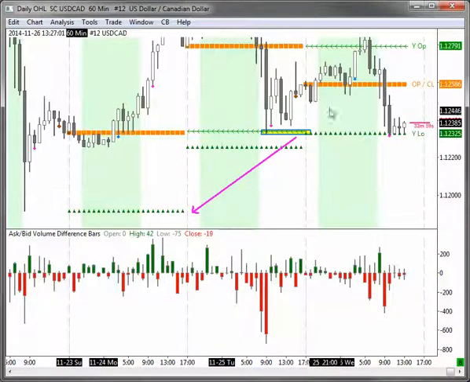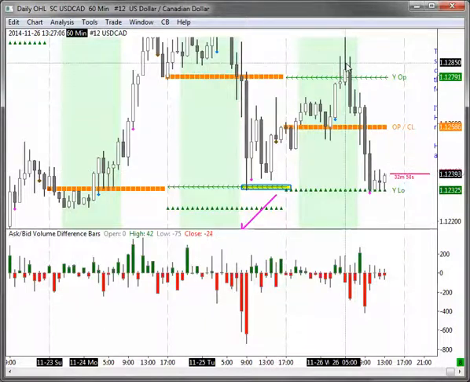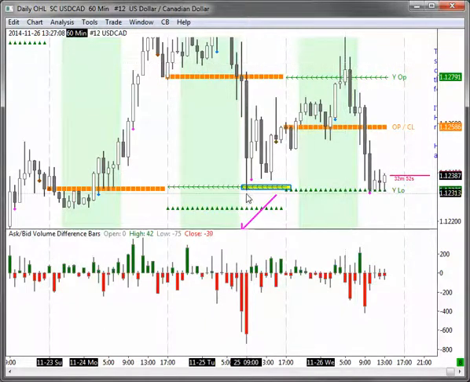You wait for the pullback. You wait for price to get to key reference areas, and that's where you would want to say, look, there was strong selling down here on this low. I don't think this is going to hold.